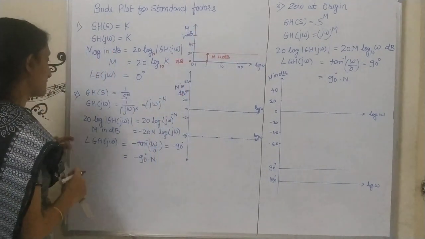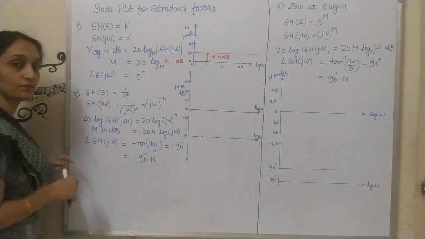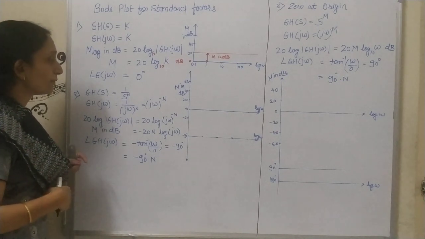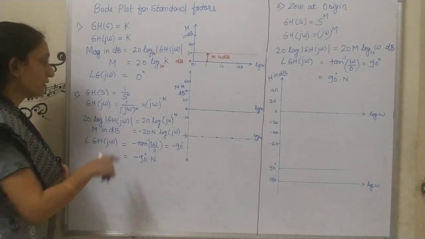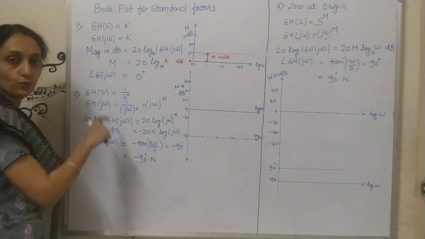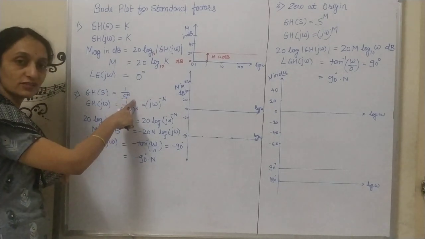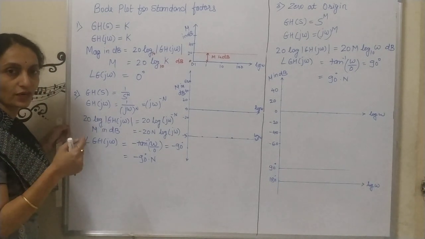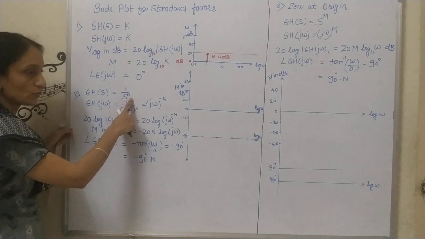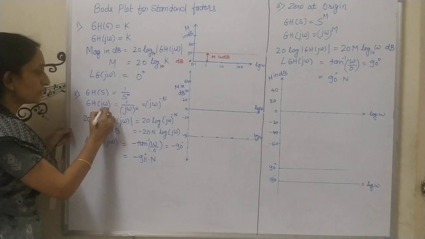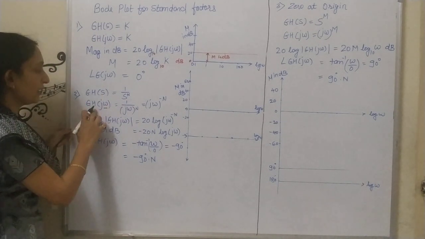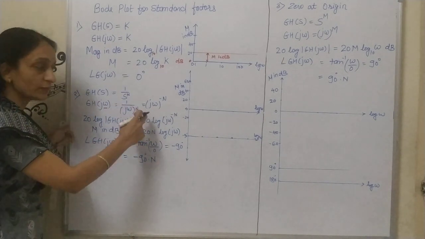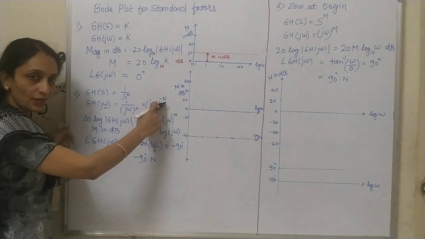Next, second, G of s I have taken as 1 by s raised to the power n, because I need to show the Bode plot for the generalized term. This is a pole at the origin, so n poles are there. In the last lecture also I showed you the magnitude and the angle for 1 by s. First you need to put s equal to j omega, so G H of j omega will be 1 by j omega raised to the power n. Shift it to the numerator, so it will be j omega raised to the power minus n.